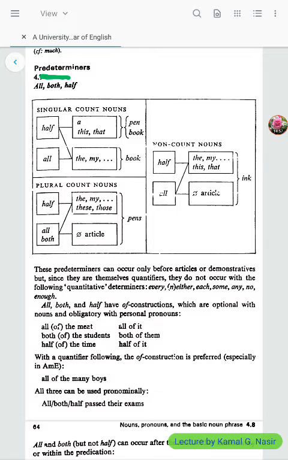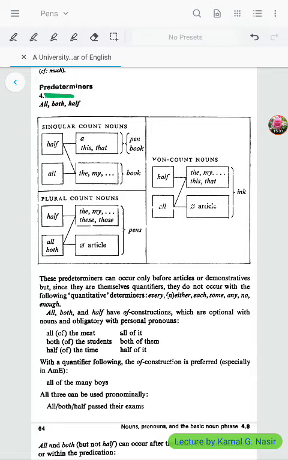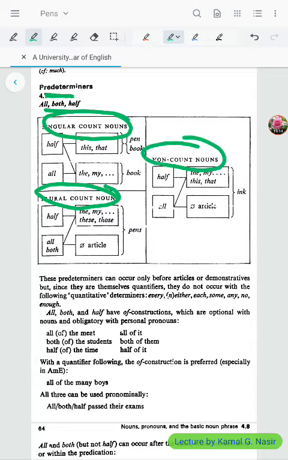What do we call them? Predeterminers, like all, both, and half. Look well, half a pen. Now we have singular countable noun, plural countable noun, and non-countable noun. Where do these three predeterminers come?